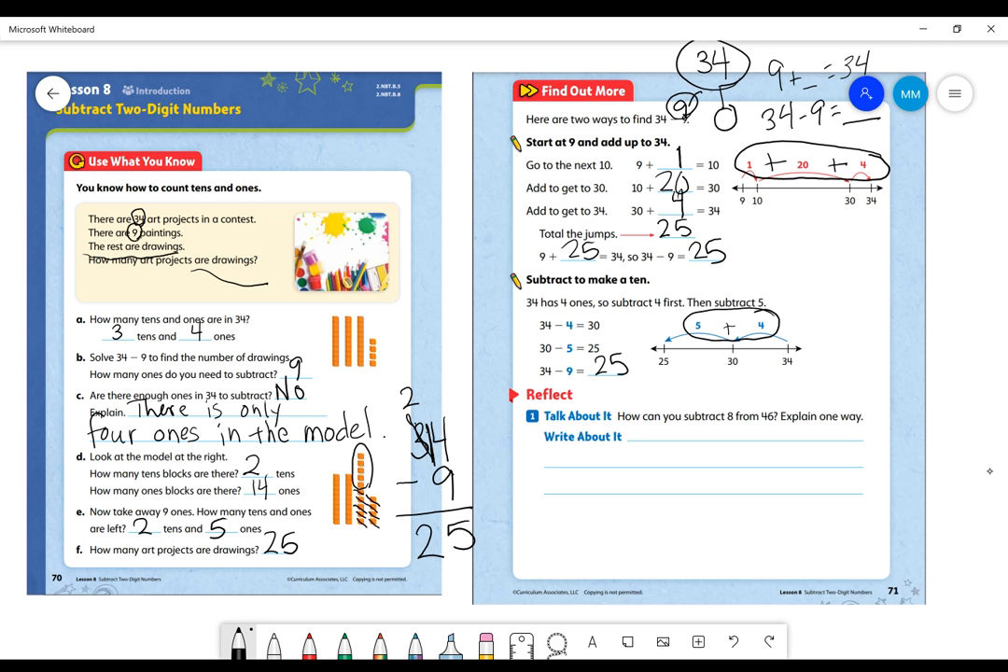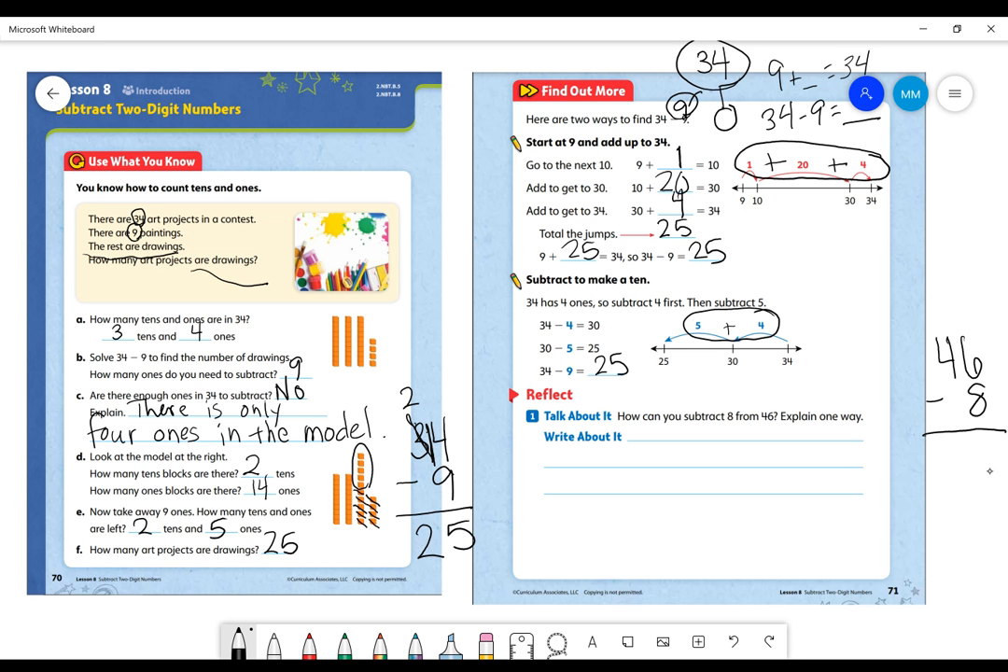Let's do one more. It says, how can you subtract 8 from 46? Explain one way. So here's what I'm going to do. How can you subtract 8 from 46? I am going to make an equation first because I want to see what I am working with. So I'm going to make 46 because that is my whole, and I am taking away 8.